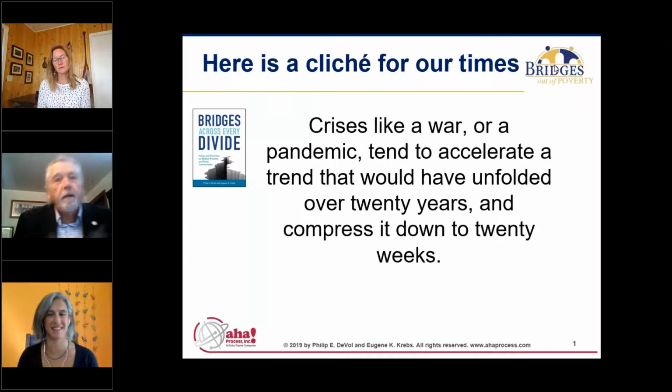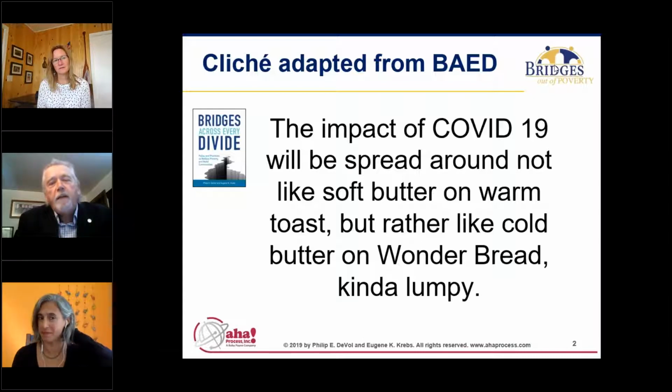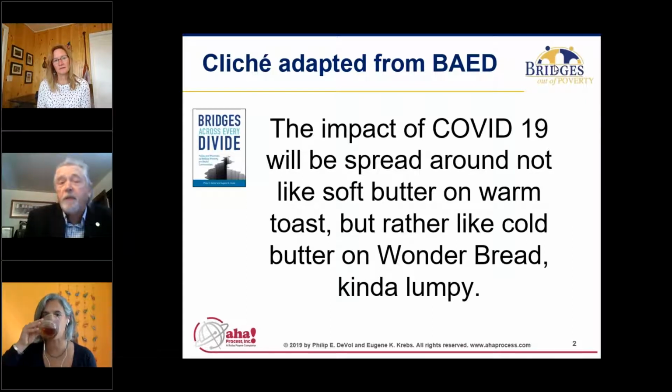Here's another cliche adopted by Bridges Across Every Divide, which I co-authored with Phil Duvall. The impact of COVID-19 will not be spread around like soft butter on warm toast, but rather like cold butter on Wonder Bread. It's going to be spread around in a very lumpy manner. COVID-19 is going to affect some communities much harsher than other ones. And we've already seen that with some data on the various racial impacts of this.